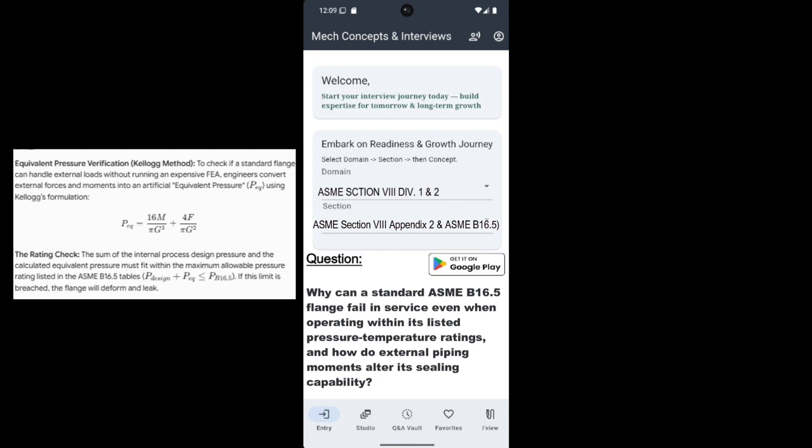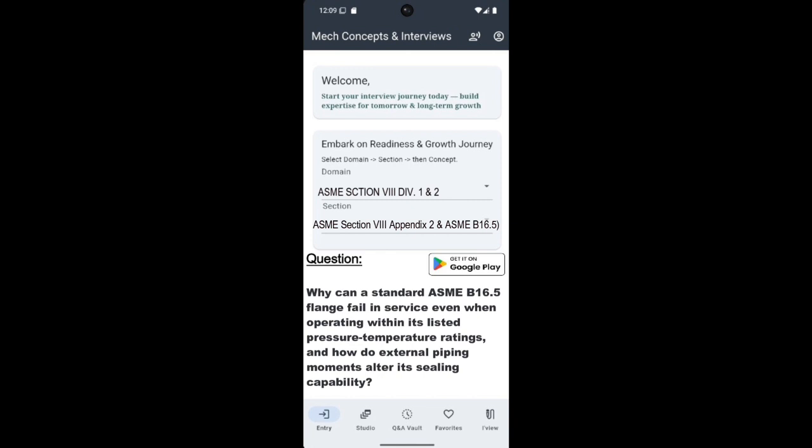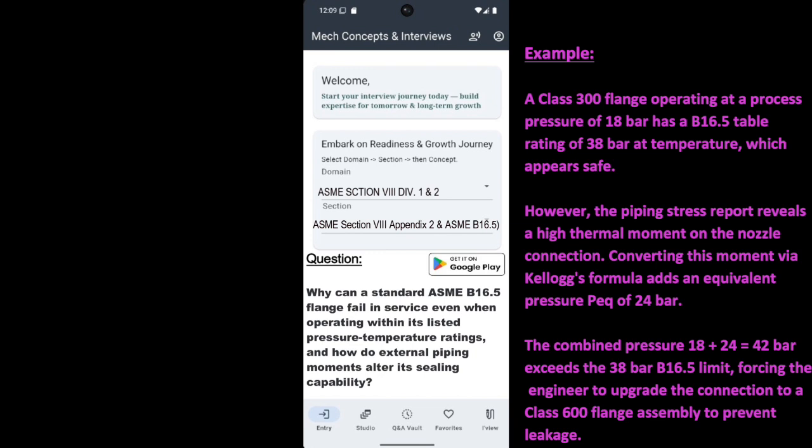Demand the quantitative numbers for a failure scenario. Walk me through a specific design progression utilizing this translation. Let us evaluate a standard class 300 flange operating at a process pressure of 18 bar. According to the B16.5 tables at the design temperature, this flange is rated to hold 38 bar. So looking strictly at internal pressure, 18 bar is well below 38 bar. It looks safe on paper.